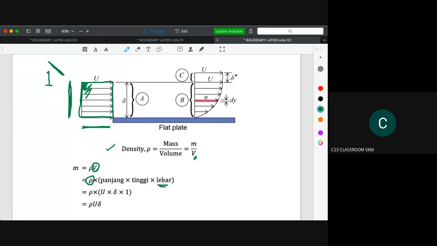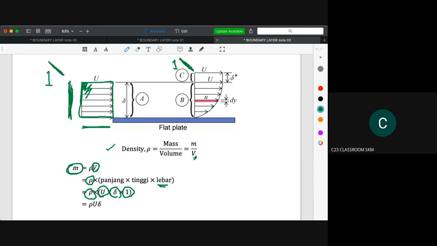So we just assume that the width here is 1 and the width here is also 1 unit, so we just put 1 here. So we could simplify our calculation to get the value of mass by multiplying density, velocity, and also the thickness. Here, this is the thickness.